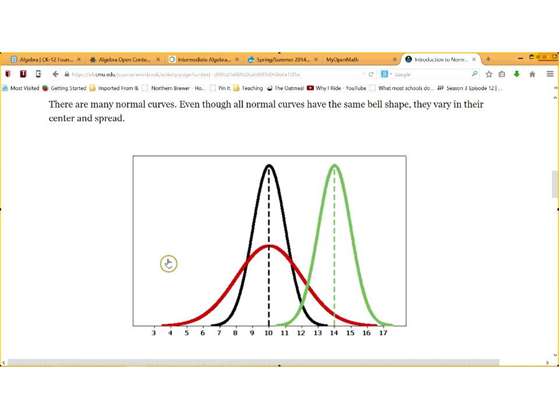Well, there's two things that control the normal distribution. One is the mean, and that's the location of the center. So here, the red curve and the black curve have the same mean of 10, whereas the green curve has a mean of 14. They are also controlled by their standard deviation, which is how spread out they are. The black curve and the green curve have roughly the same standard deviation since their spread is about equal. But the red curve has a higher standard deviation because its spread is wider.